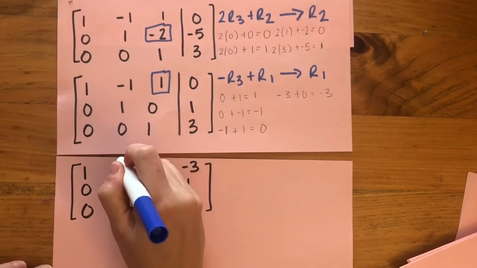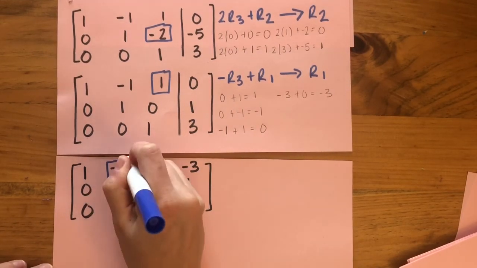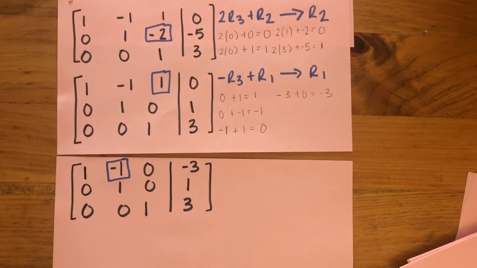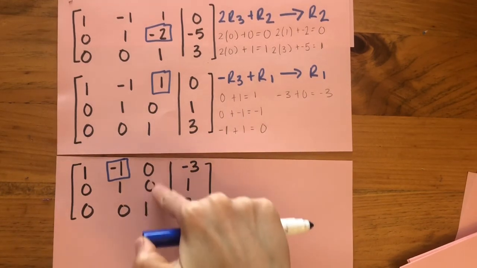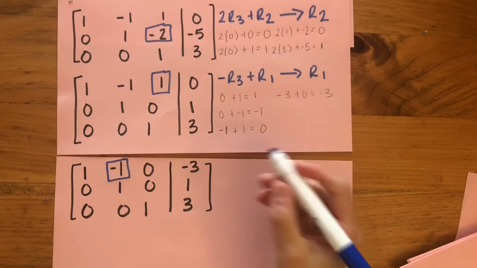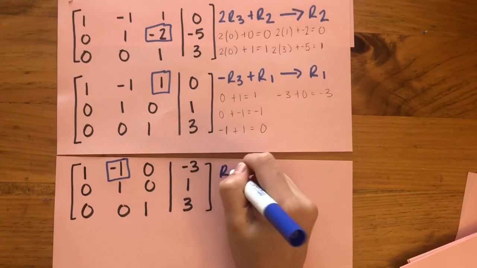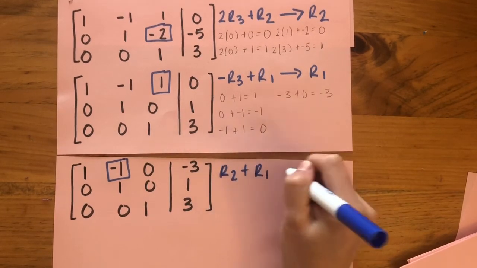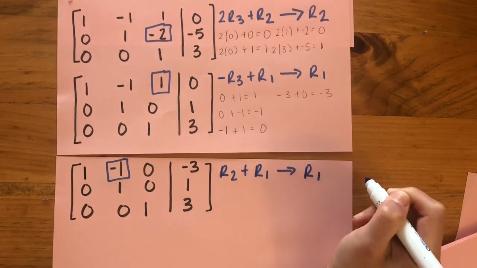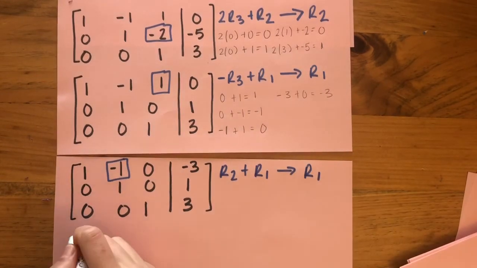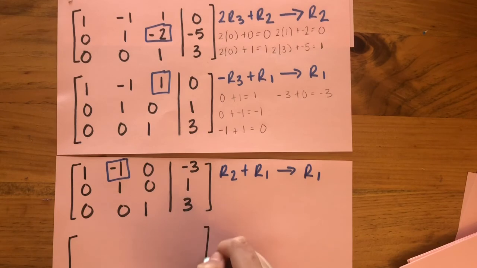Now we have to look at this 0. We want to get 0 here. Well, if I just add row 1 and row 2 together, we'll get 0. So I'm going to take row 2 plus row 1, and we're going to keep it in row 1. So we're going to write the rows that don't change. So that's row 2 doesn't change, and row 3 doesn't change.